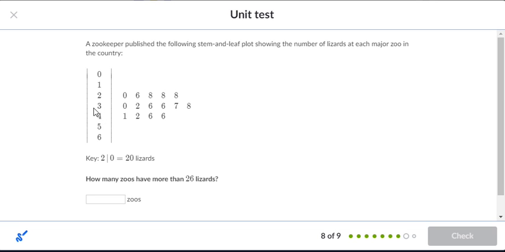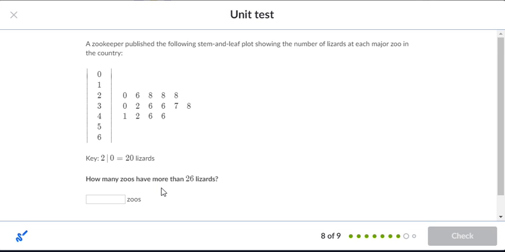So each one of those 8s represents 28. This is your 30s, so that would be 30, 32, 36, 36, 37, 38. And this would be your 40 range. So we start with 41, 42, and then 46 and 46. There are no numbers with the 5 or the 6, and there are no numbers with the 1 and the zeros. And they tend to give you a scale here, 2 with the slash and the 0, to remind you to read that as 20.